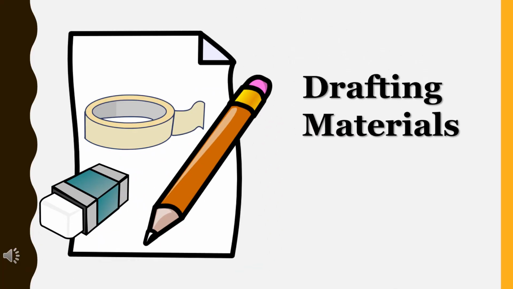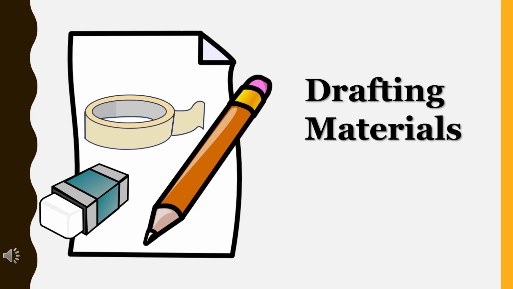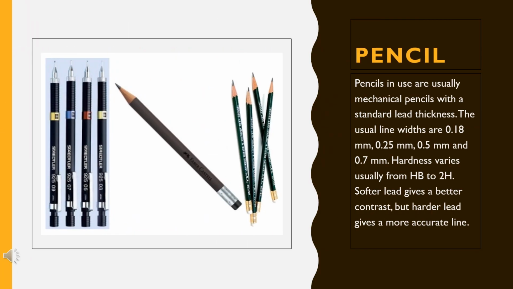Now let's look at the different drafting materials. Pencil. Pencils in use are usually mechanical pencils with a standard lead thickness. The usual line widths are 0.18 mm, 0.25 mm, 0.5 mm, and 0.7 mm. Hardness varies usually from HB to 2H. Softer lead gives a better contrast, but harder lead gives a more accurate line.